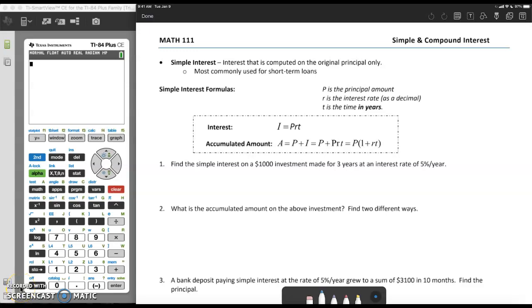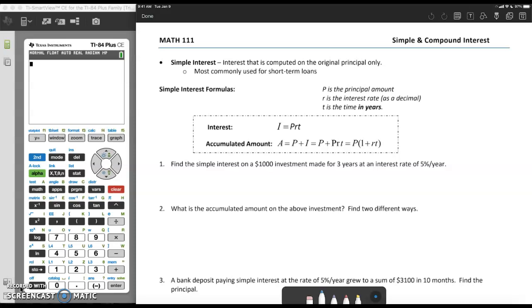Hi everybody, today we are going to be studying simple and compound interest. So we're going to start with simple interest. Simple interest is only computed on the original principal and it's most commonly used for very short-term loans.